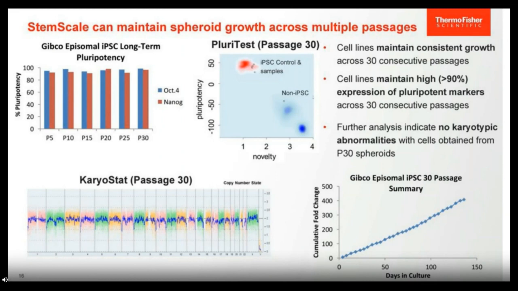They also passed the Pluritest assay after passage 30, and again showed no chromosomal aberrations as determined by the karyostat assay. Although I don't have the data shown here, we also ran the cells on the Akenhead assay to look for specific oncogenic mutations, and saw that none were detected. And lastly, the graph on the bottom right shows that the cell line will maintain consistent growth over 30 consecutive passages, as we have a nice straight line with each data point representing 1 passage, indicating that we get approximately 8 to 10-fold expansion per passage.